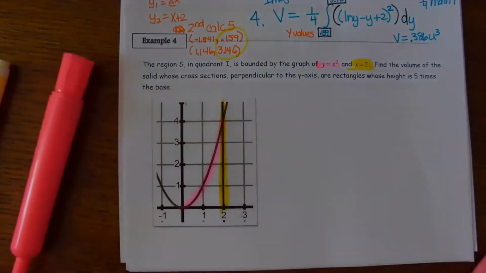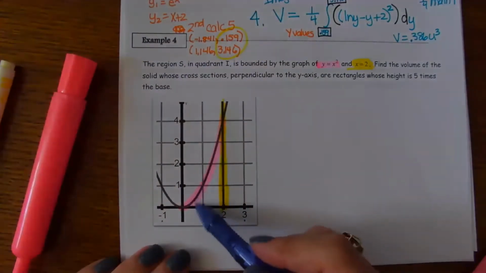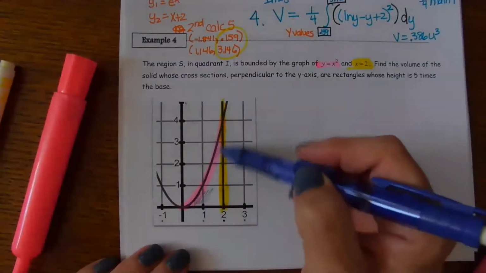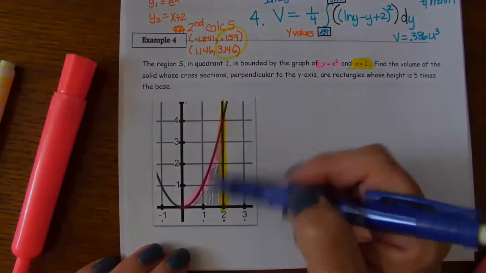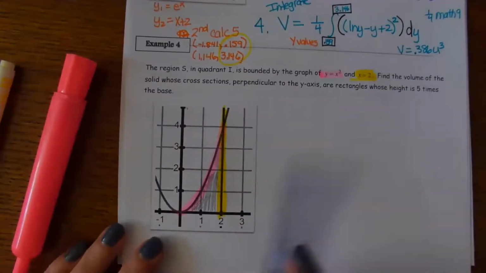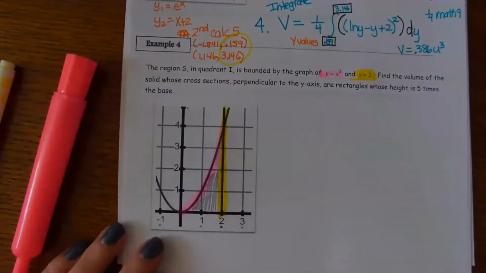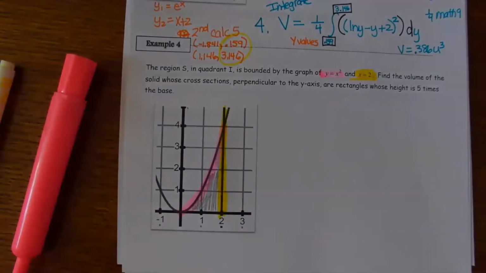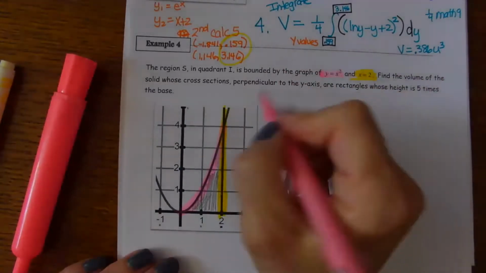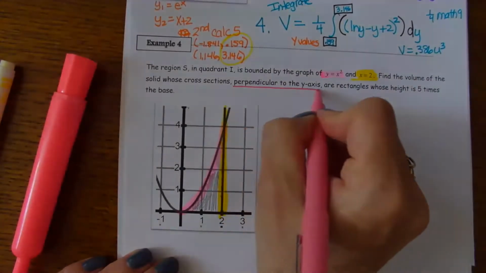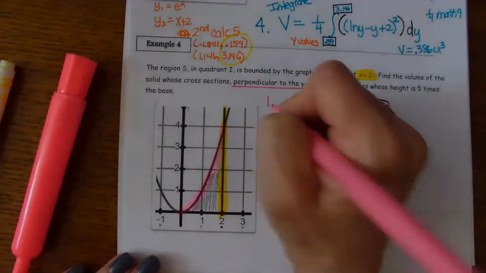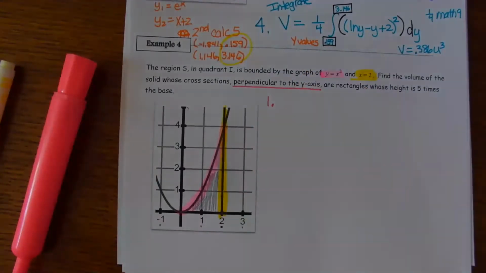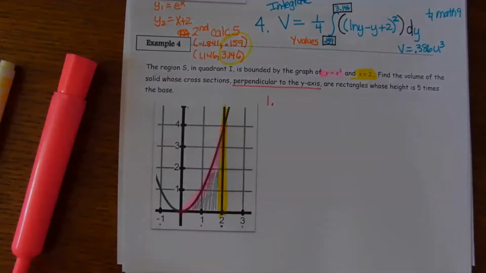So that is what space? So this is the shape of my driveway now, and I'm going to put a structure on it. A solid whose cross sections perpendicular to the y axis are rectangles whose height is 5 times the base. We'll address that in a minute. What does perpendicular to the y-axis mean?